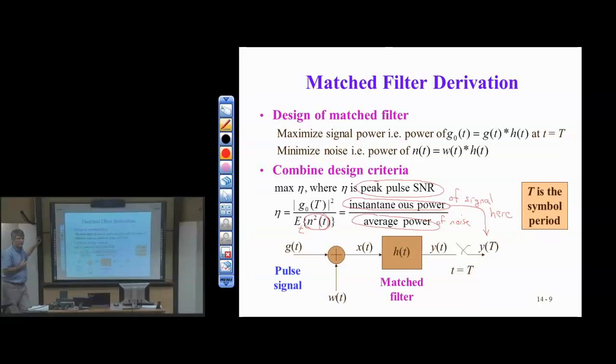Go ahead. Why don't we take the absolute value for the noise power? Well, the noise power is assumed to be real valued. The noise signal, sorry, the random process n of t is assumed to be real valued. If n of t were complex valued in our model, then we would need to do absolute value squared. That's right. Here we don't need that.